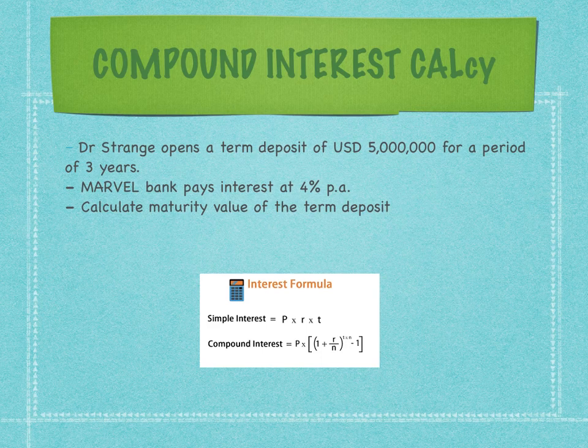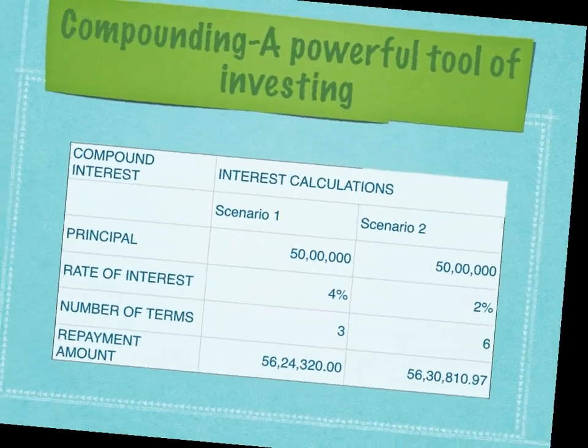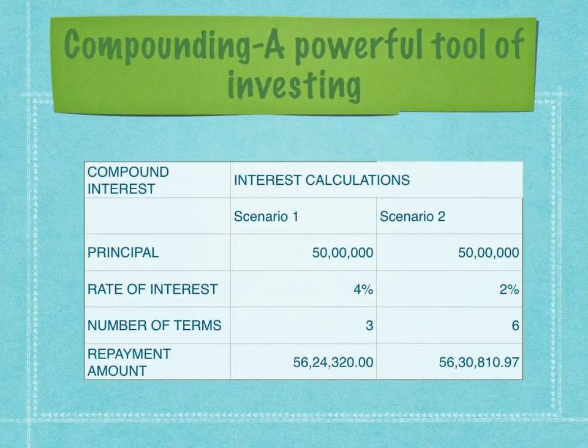Let's look at this example. I calculated on Excel. We'll first take a look at scenario 1. The principal amount is 50 lakh rupees, $50 lakh, I'm sorry. The rate of interest is 4%. The number of terms is 3.